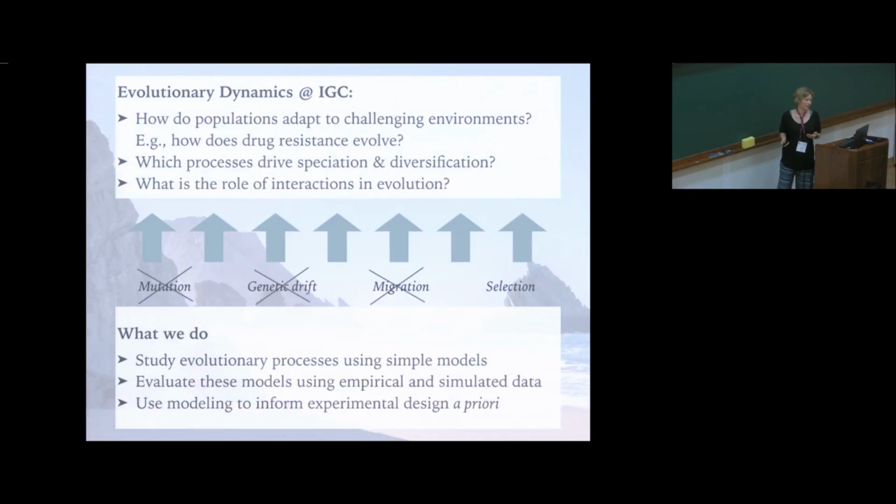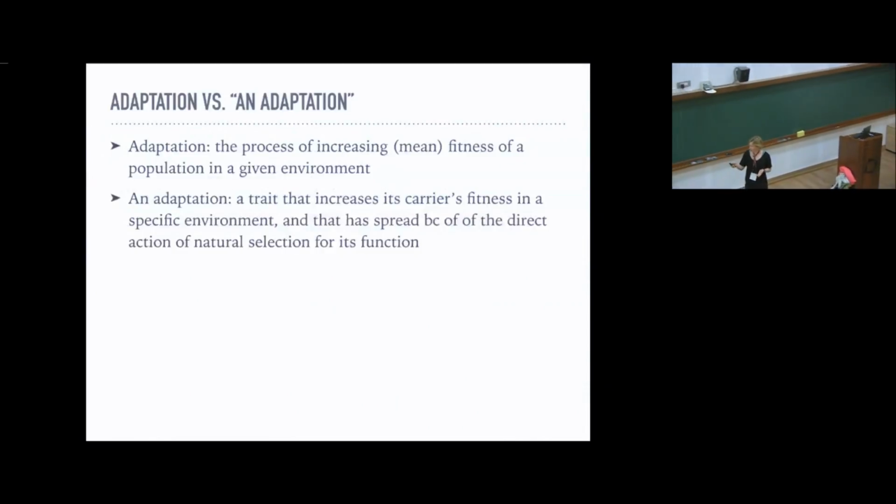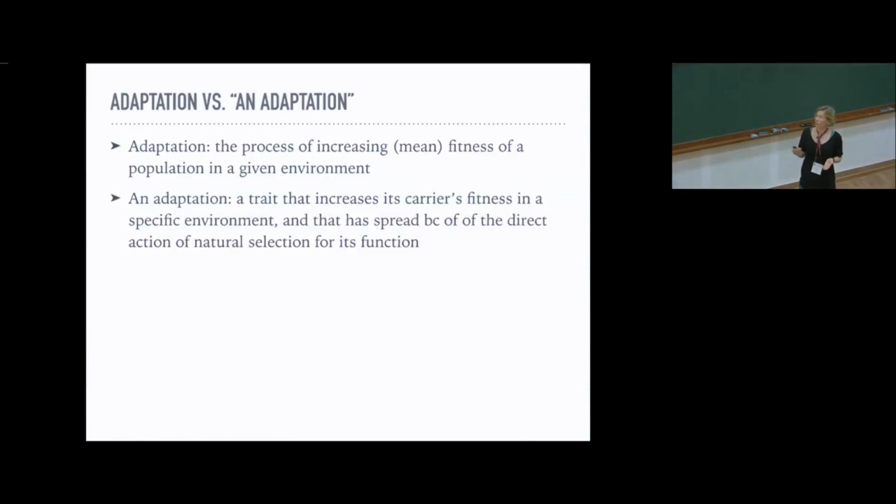I told you that I study how populations adapt to challenging environments. So let me tell you my definition of adaptation that I'm going to use today. What I will usually talk about is adaptation as a process of increasing fitness of a population in a given environment. That is different from how other people talk about an adaptation or an adaptive trait, which is a trait that increases its carrier's fitness in a specific environment, and for which you have shown that it has spread because of the direct action of natural selection for its function. You can already see by these definitions that these are quite different, and it is much harder to show that something is an adaptation than it is to say that things adapt, right?